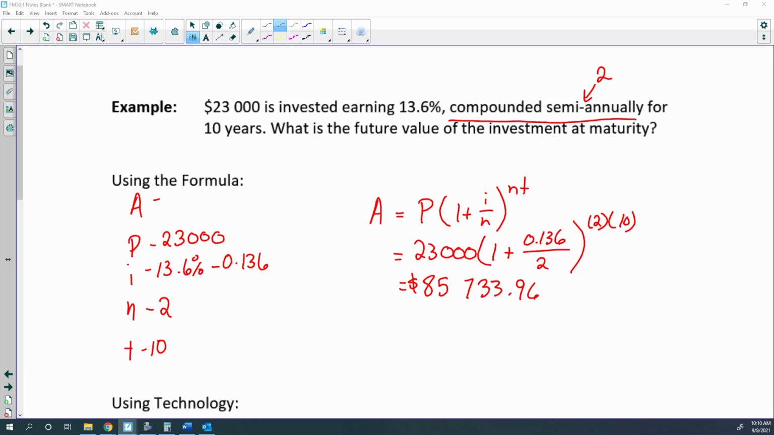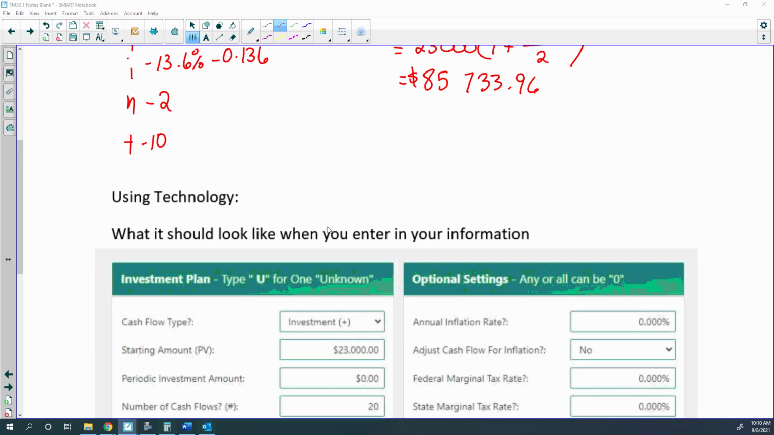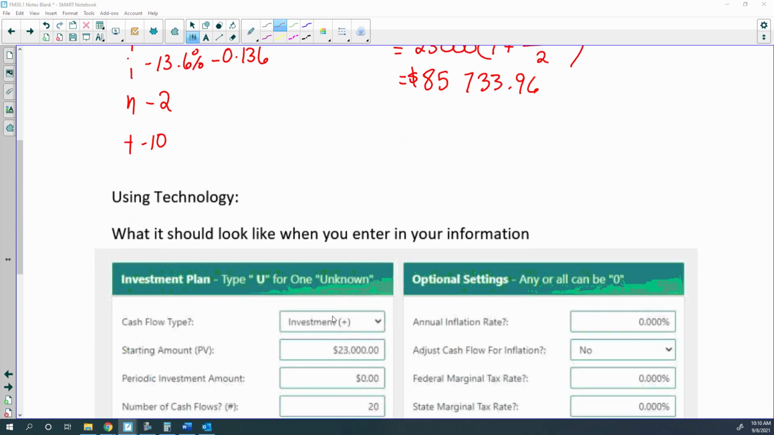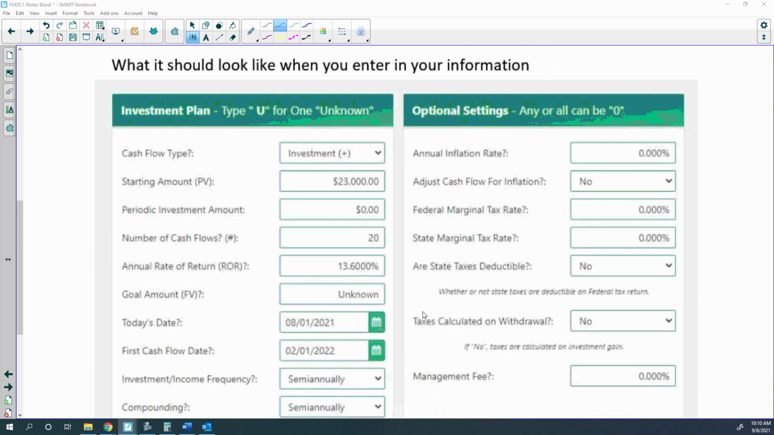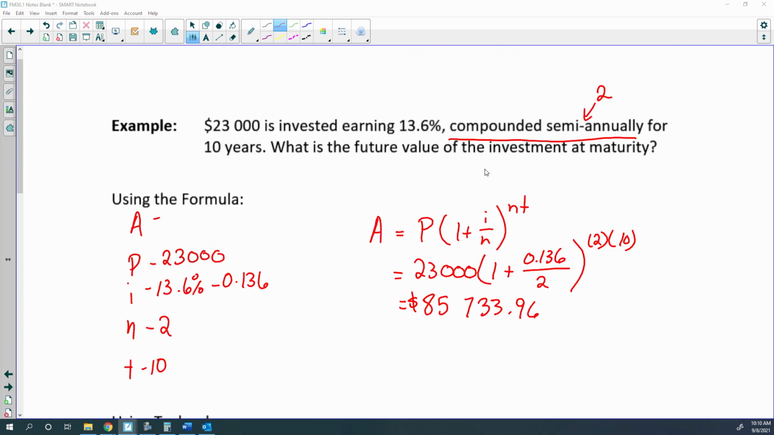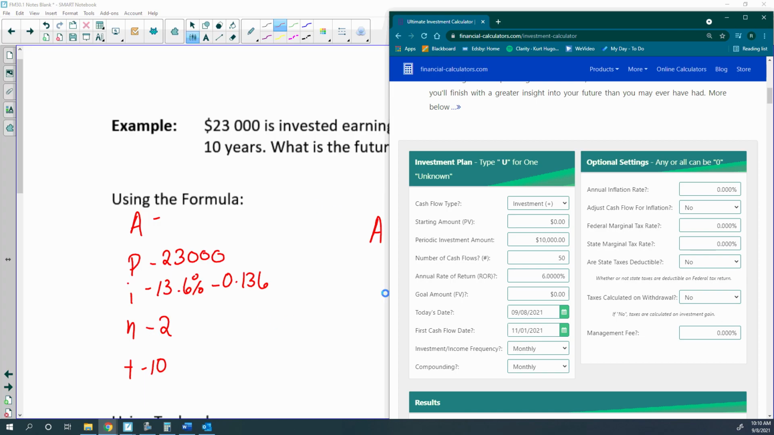So now what we're going to do is we are going to see if using the financial calculator online works out to be the same. So what I did here, down here, is just a snippet of what your calculator should look like when it goes in, just so you can have it in your notes. So bring up the financial calculator.